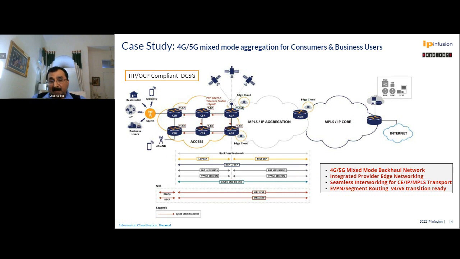So we described how you might look at a hardware and software combination, open hardware and software combination. So here's a case study, based on an actual deployment. This is a mixed mode network aggregation story. In this particular case, what we are showing is an existing network which is IP MPLS heavy. Essentially, it has a BGP-LU, labeled unicast-based network, and the cell sites are getting converged from 4G to 5G. So there are mixed modes of operation here.